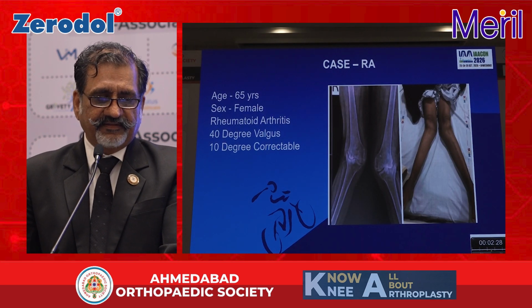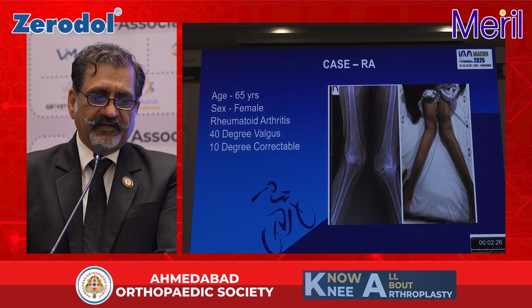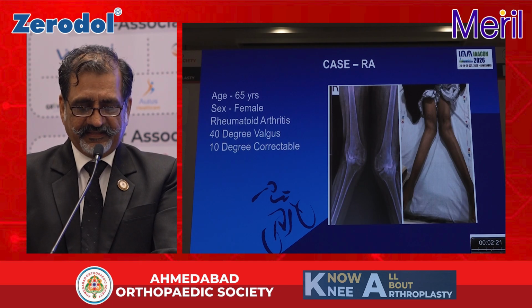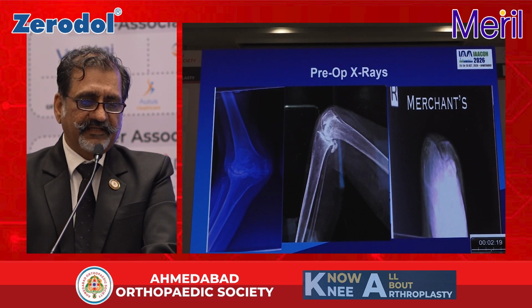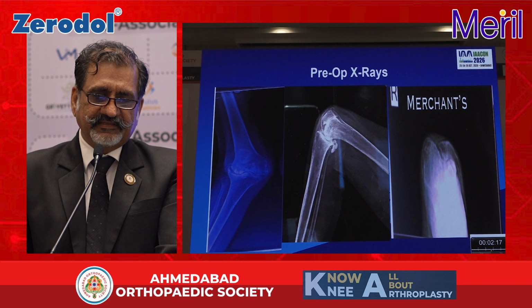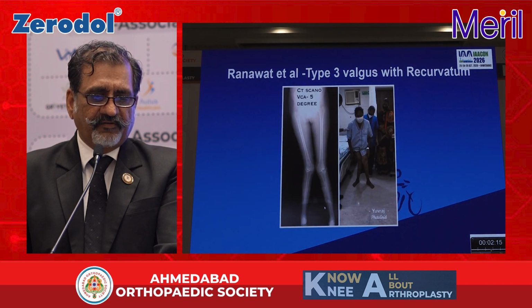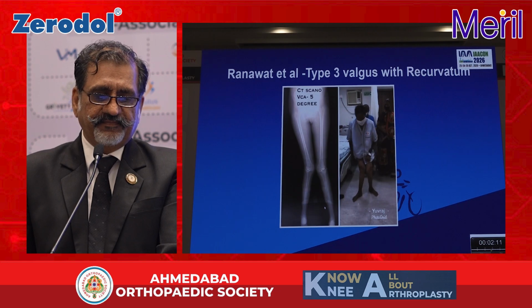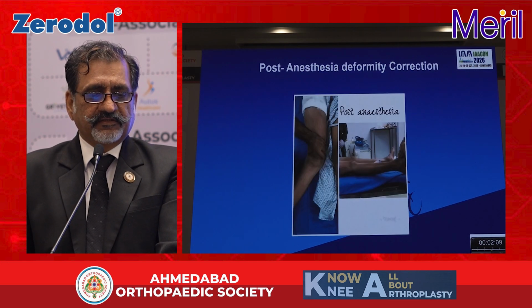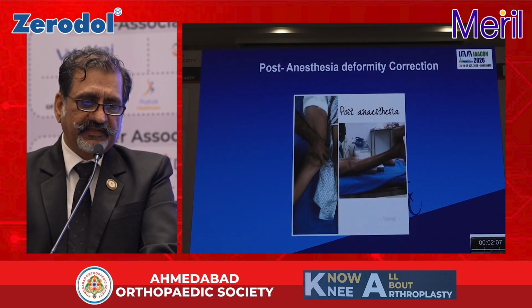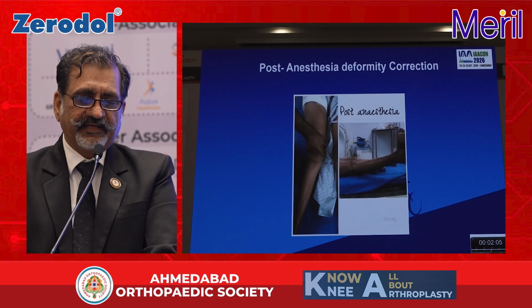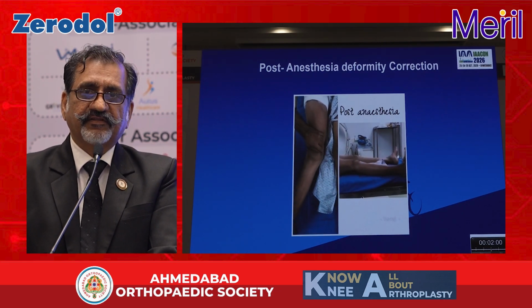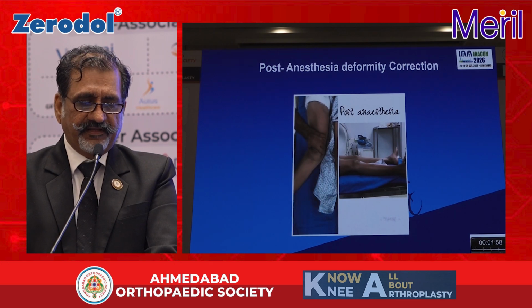Another case: a 65-year female, rheumatoid, 40 degree valgus with 10 degrees correctable. These are the AP, lateral and Merchant's views. This is how the patient was walking, type 3 valgus with recurvatum. Here again, we assessed the deformity correction after anesthesia. That's the most important step for the surgeon to plan accordingly.